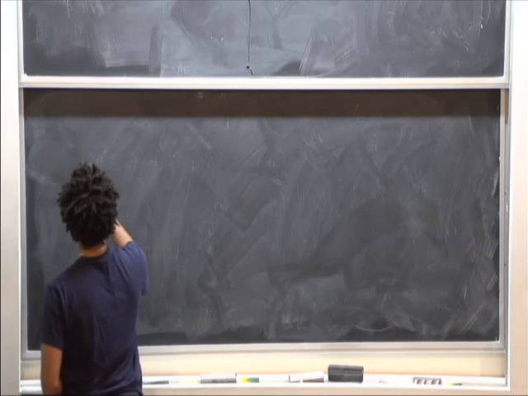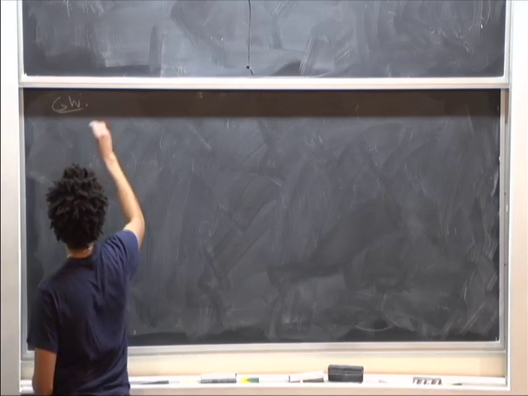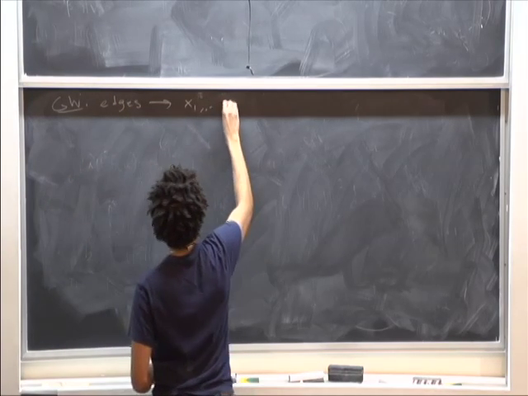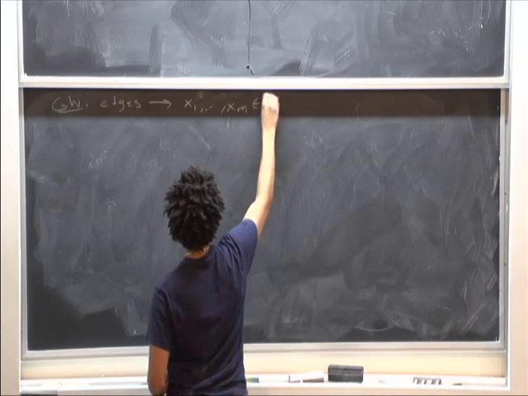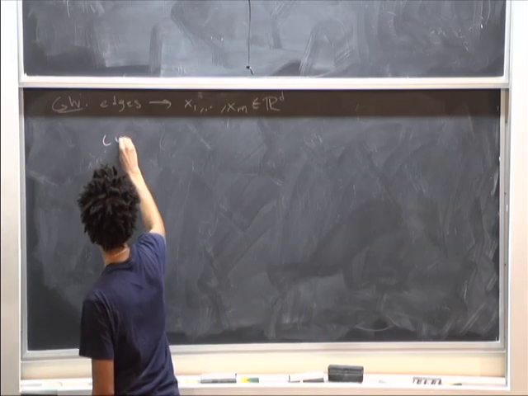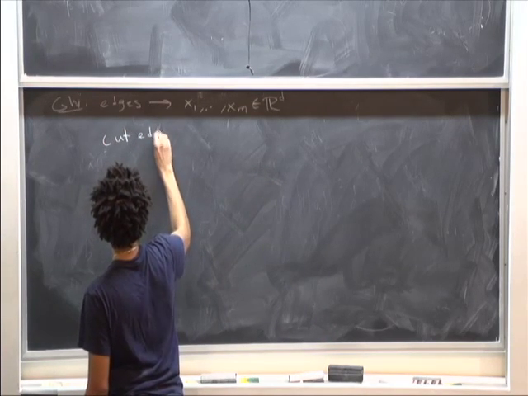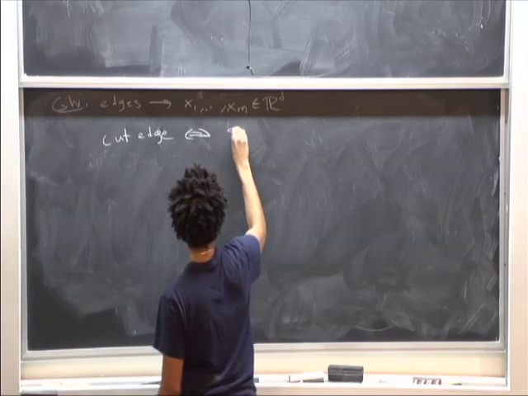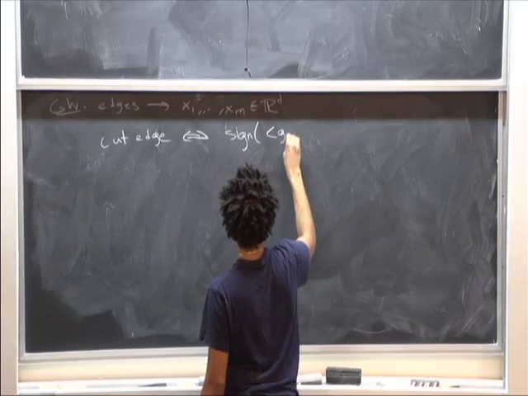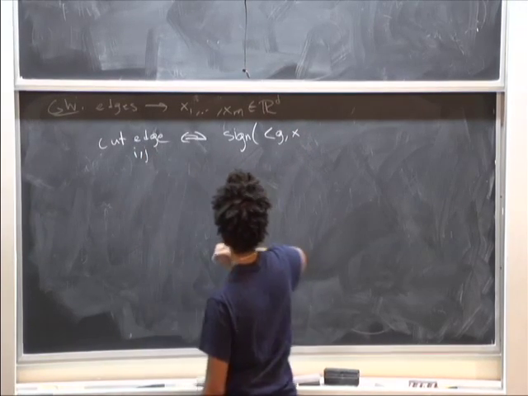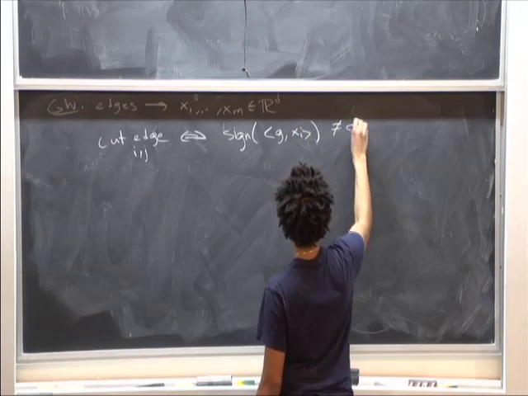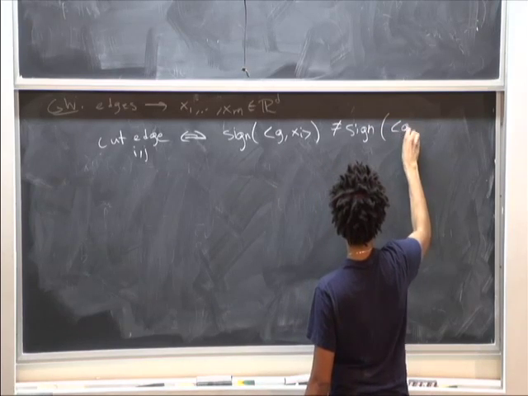Let me just write it, so GW. You have these edges that got turned into vectors. So m edges, they're all in some high-dimensional space. And what you want: cut edge ij if and only if the sign of G dot xi is not equal to the sign of G dot xj.